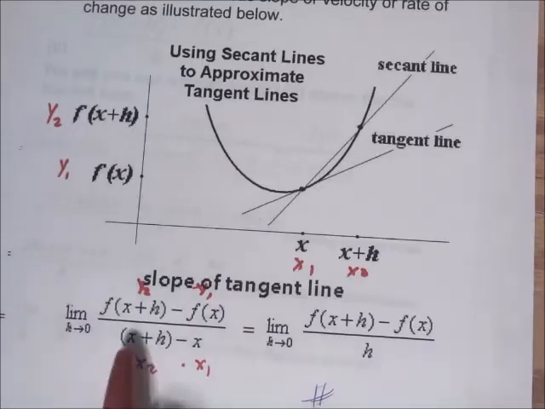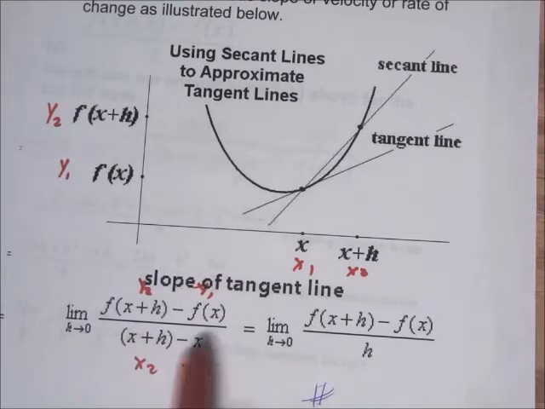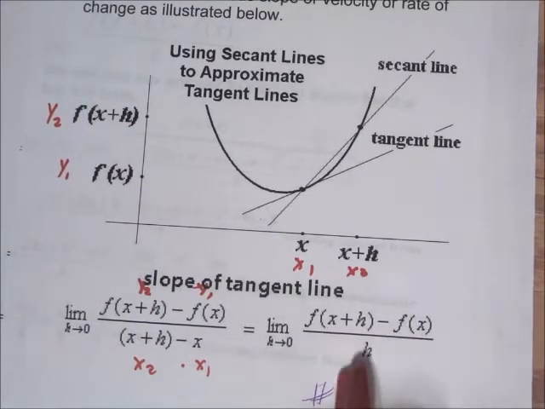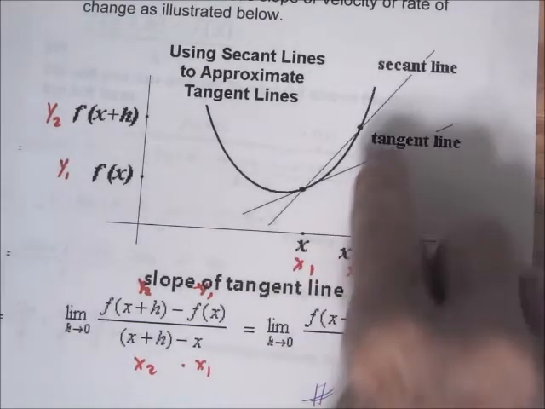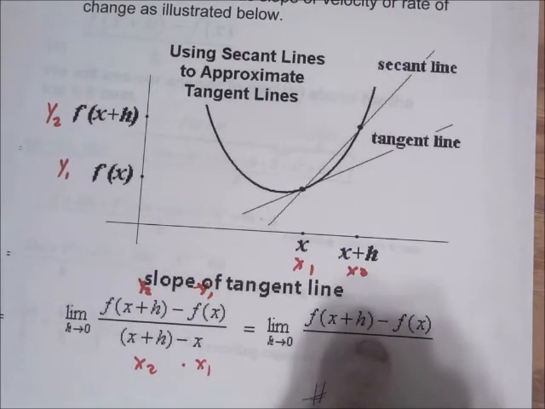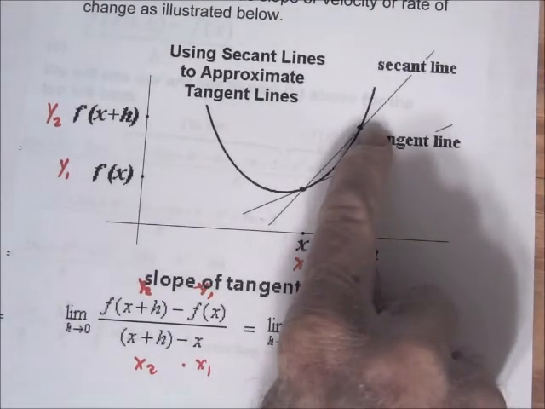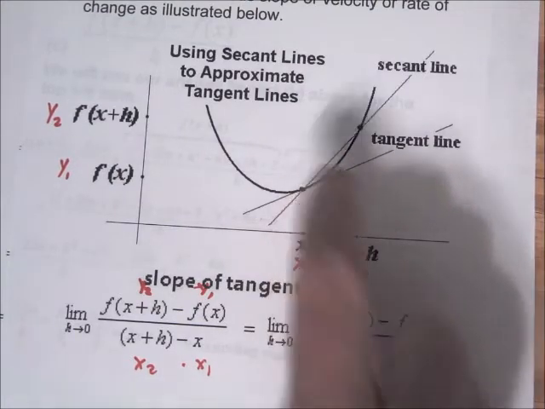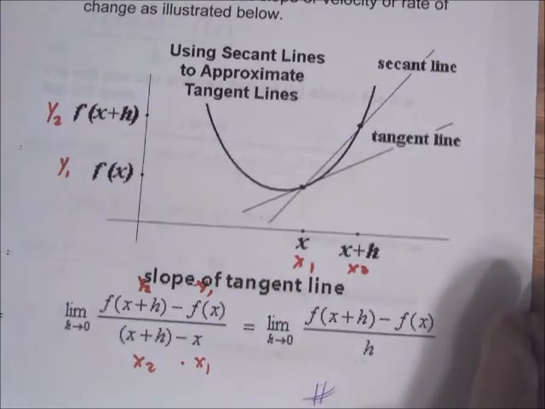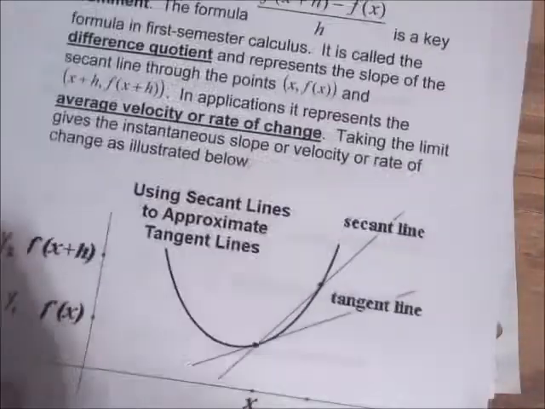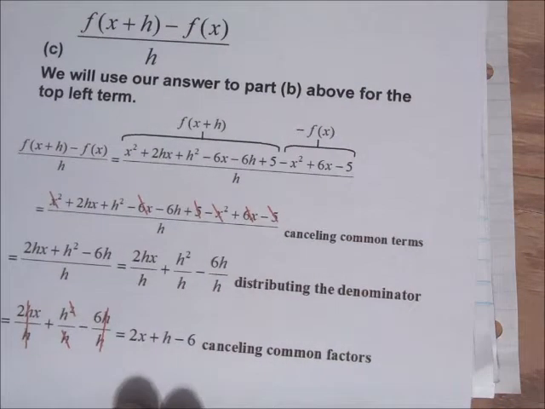And if you simplify, you can simplify this a little bit. X minus x is 0, so you have just f of x plus h minus f of x all over h. So that gives us the slope of the secant line. And then if we take the limit as h goes to 0, the secant line is going to get closer and closer to the tangent line, and that will give us the slope of the tangent line to the curve. So that's the basic idea of this formula here.